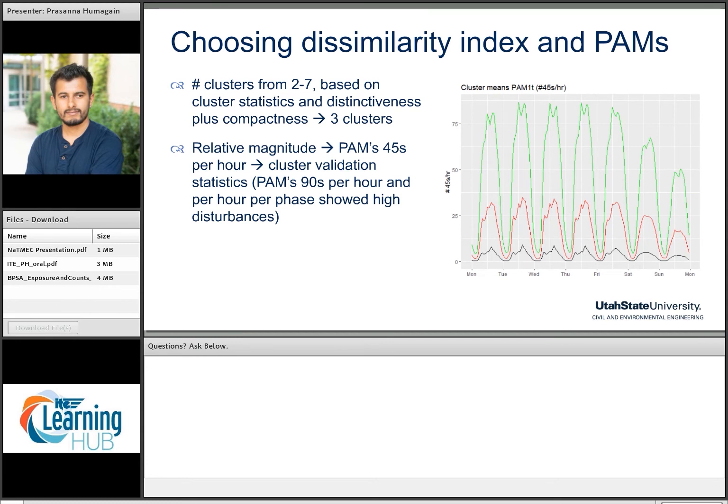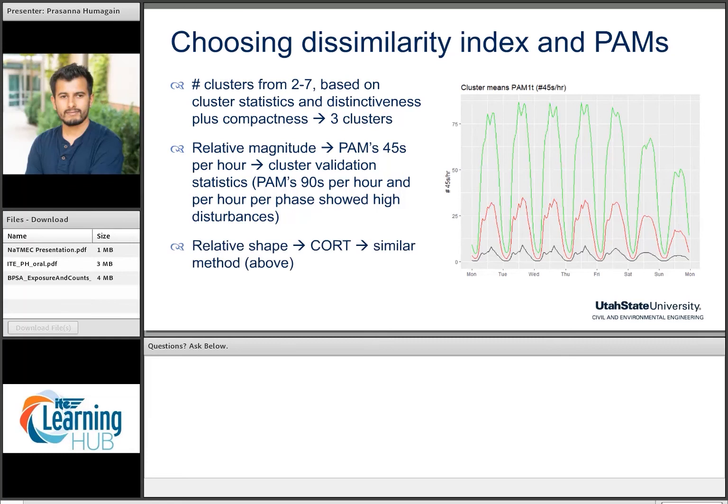Similarly, for choosing the magnitude-based clusters, Euclidean distance and 45s per hour, or calls registered per hour, were found best. We also tried to include 90s per hour and 45s per hour per phase, but they showed very high disturbances. For example, in the figure you can see using 3 clusters and 45s per hour, we were able to form 3 distinct clusters: high volume given by green, medium volume by red, and low volume by black.